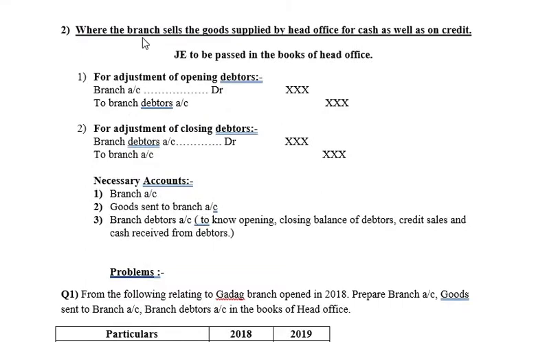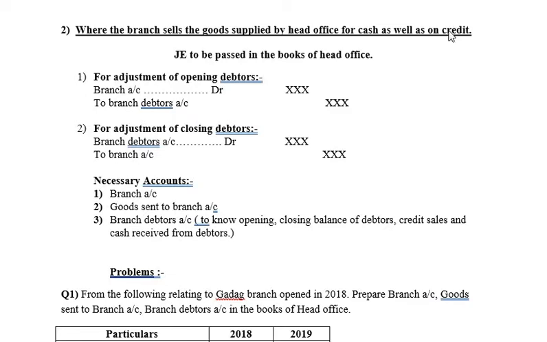So in this type, when the goods are being sold by the branch, then whatever cash they get has to be sent on daily basis to the head office. That is, whatever cash they have received by cash sales must be sent on daily basis to the head office. But here we also have credit being given.